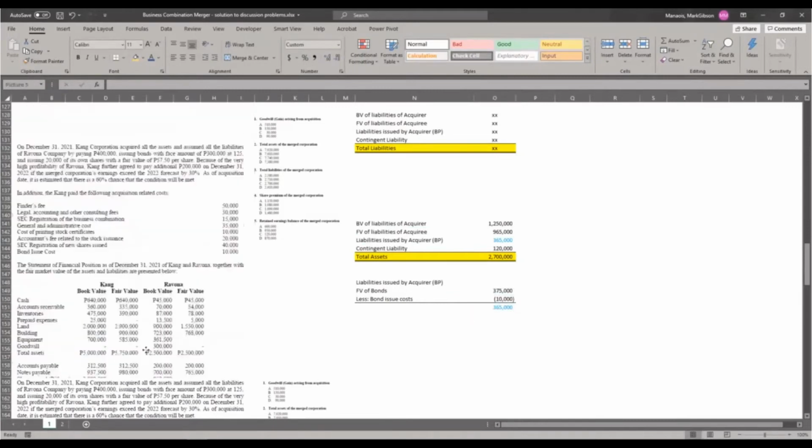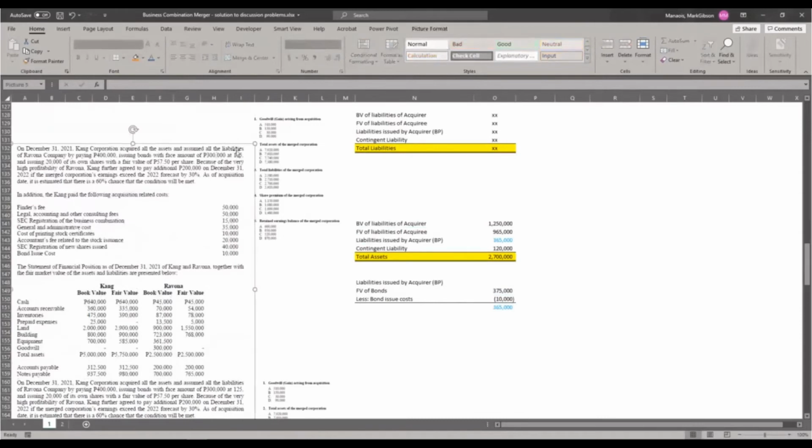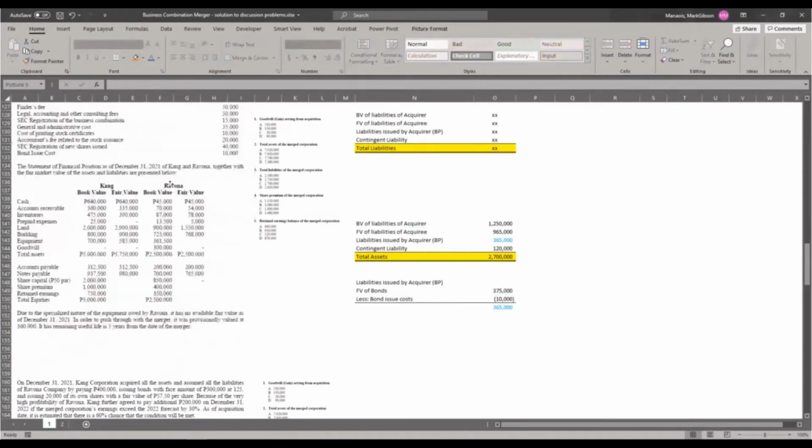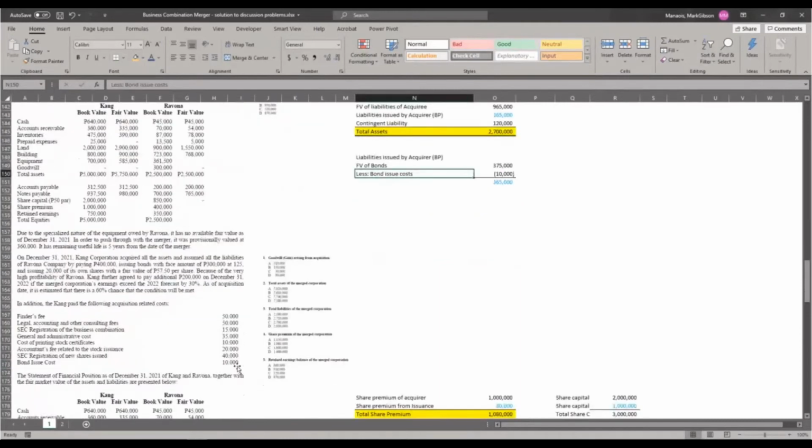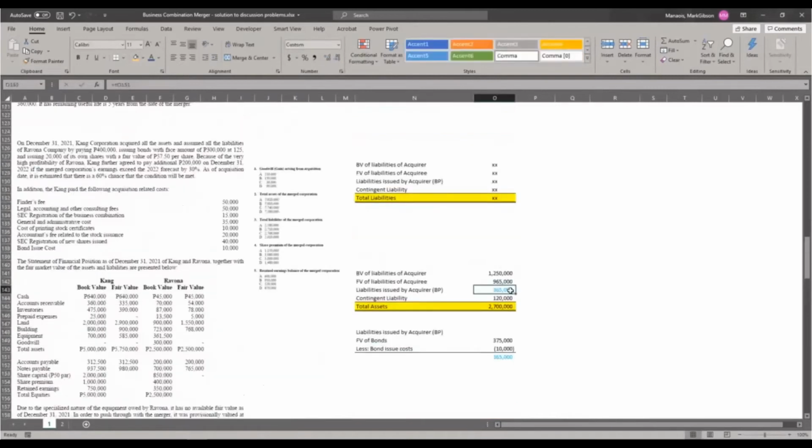Paano natin na-compute yan? That's 300,000 multiplied by 125. And of course, meron tayong reduction, no, in the form of bond issue costs amounting to 10,000. Given din naman yan, that's 10,000 over here. No? So that's 365,000. And then of course, we have the contingent liability amounting to 120,000. So total liabilities would be 2,700,000. Okay? So that's requirement number 3.